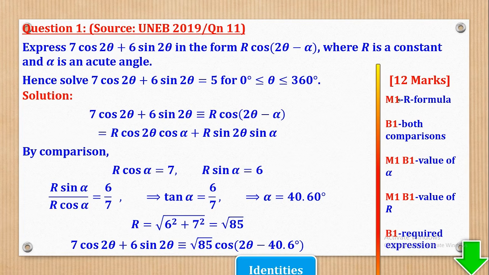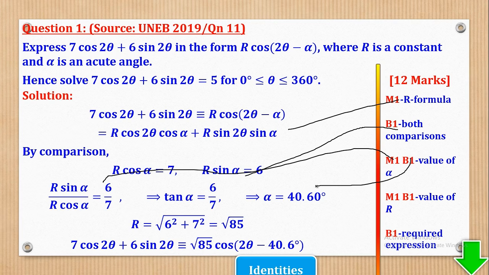So basically that's what they wanted. So M1 for R formula, B1 for both comparisons, M1 for this division, B1 for the value of alpha, M1 for this substitution, and B1 for the output, and B1 also for the required expression.